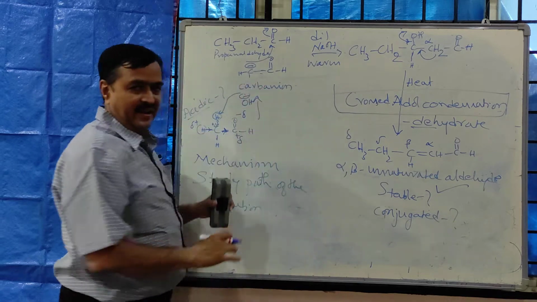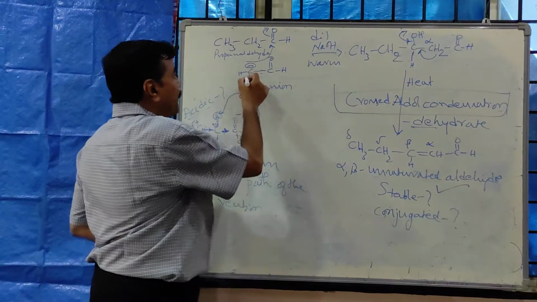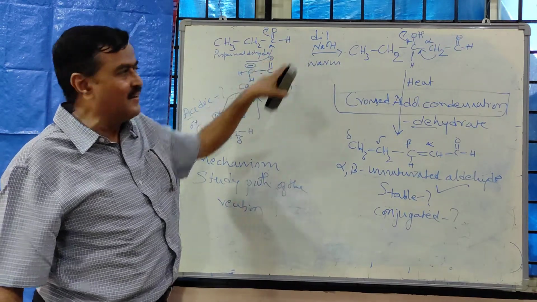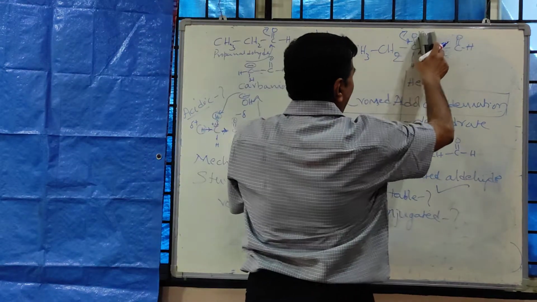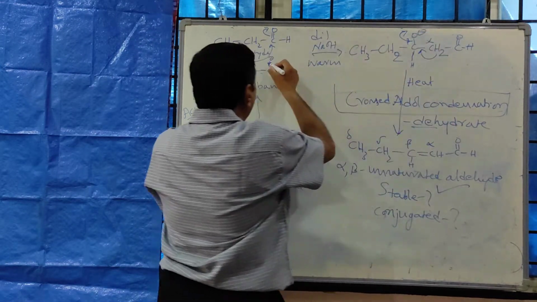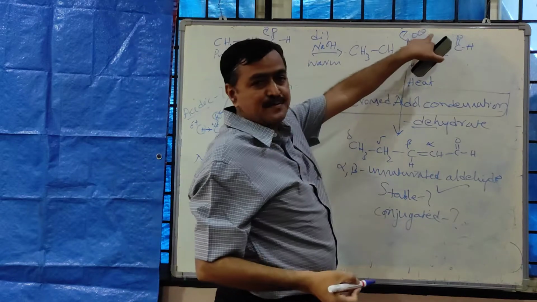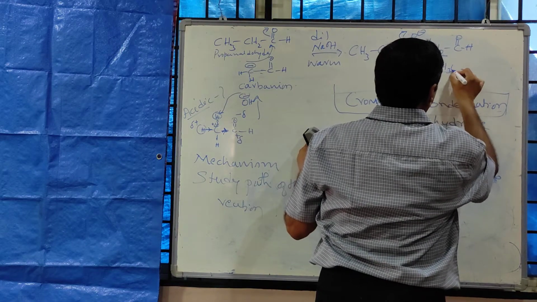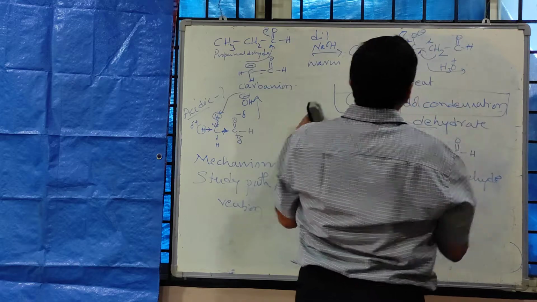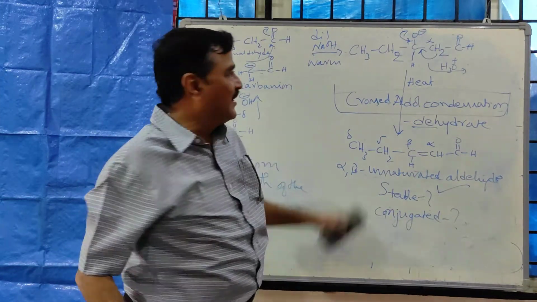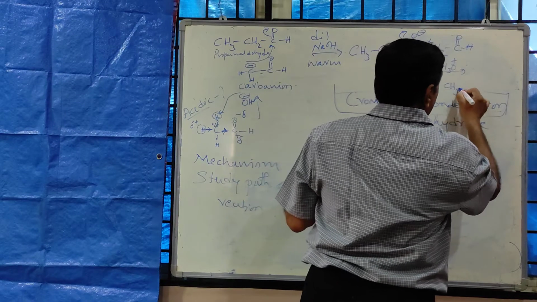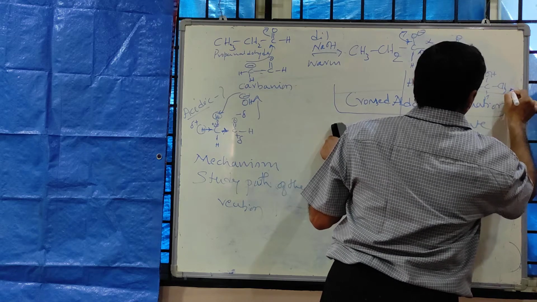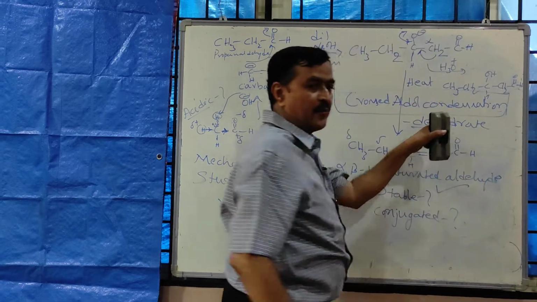This carbanion will approach the electron-deficient carbonyl carbon by nucleophilic reaction and thus this becomes O minus here. When it becomes O minus, this bond will go there, and this becomes negatively charged. And this on hydrolysis with H3O plus gives this beta hydroxyaldehyde, CH3, CH2, CHO, and so on. So this is what we are going to get.